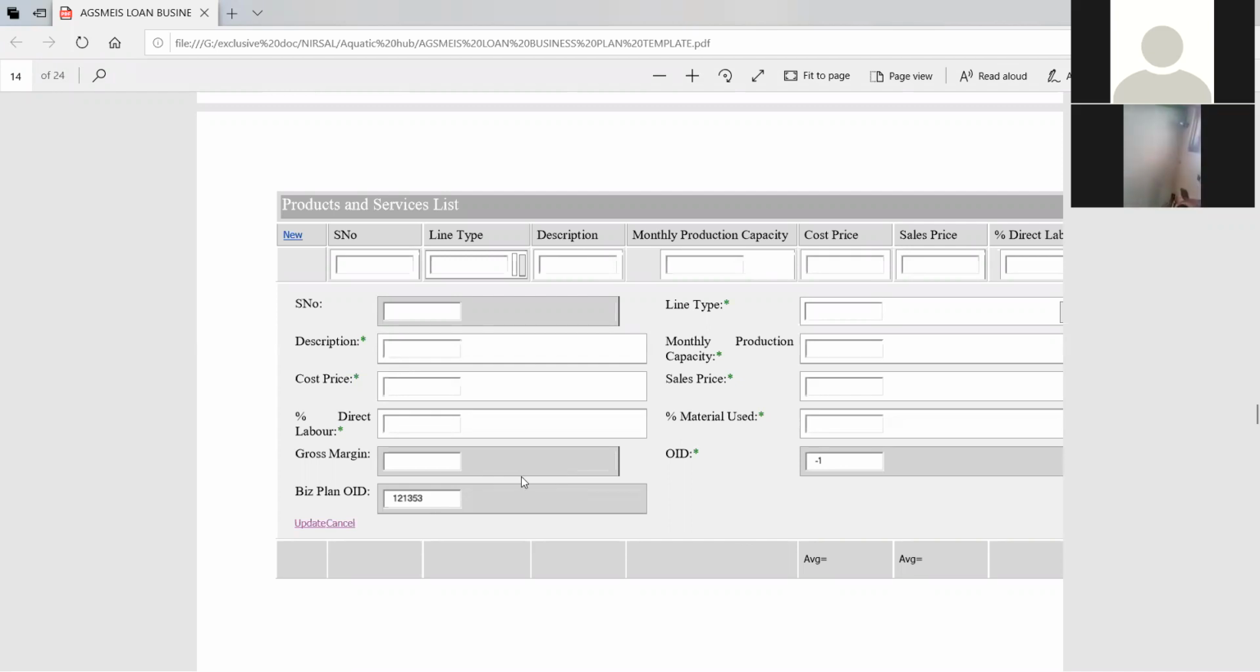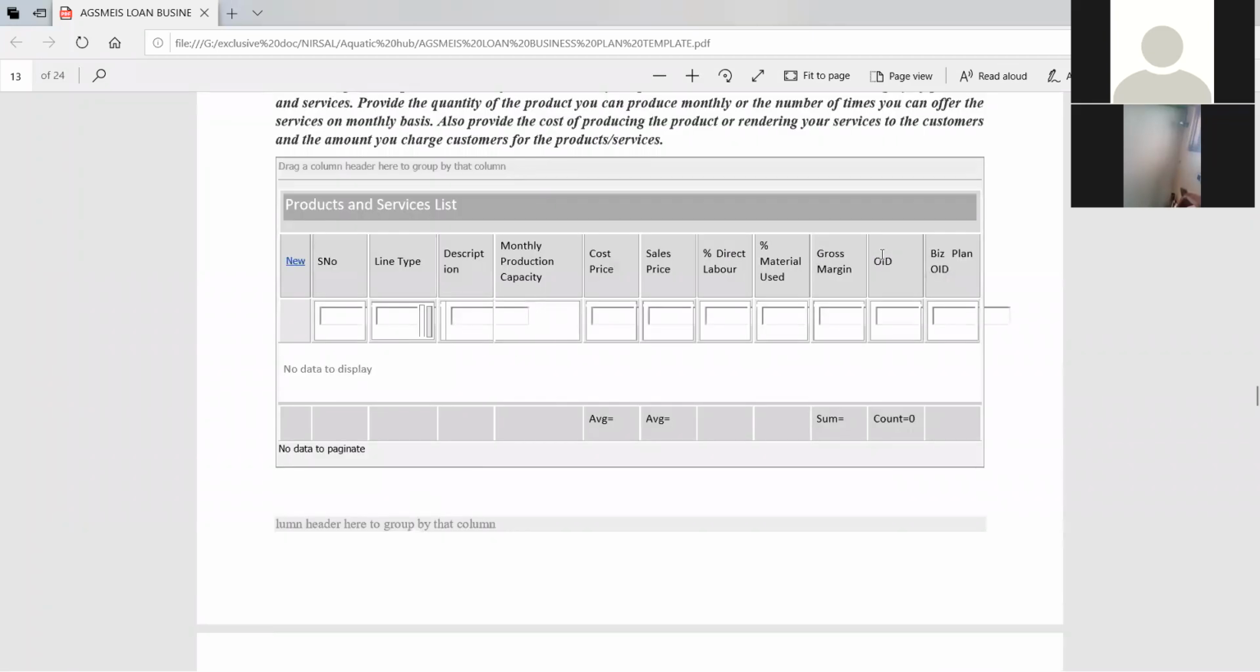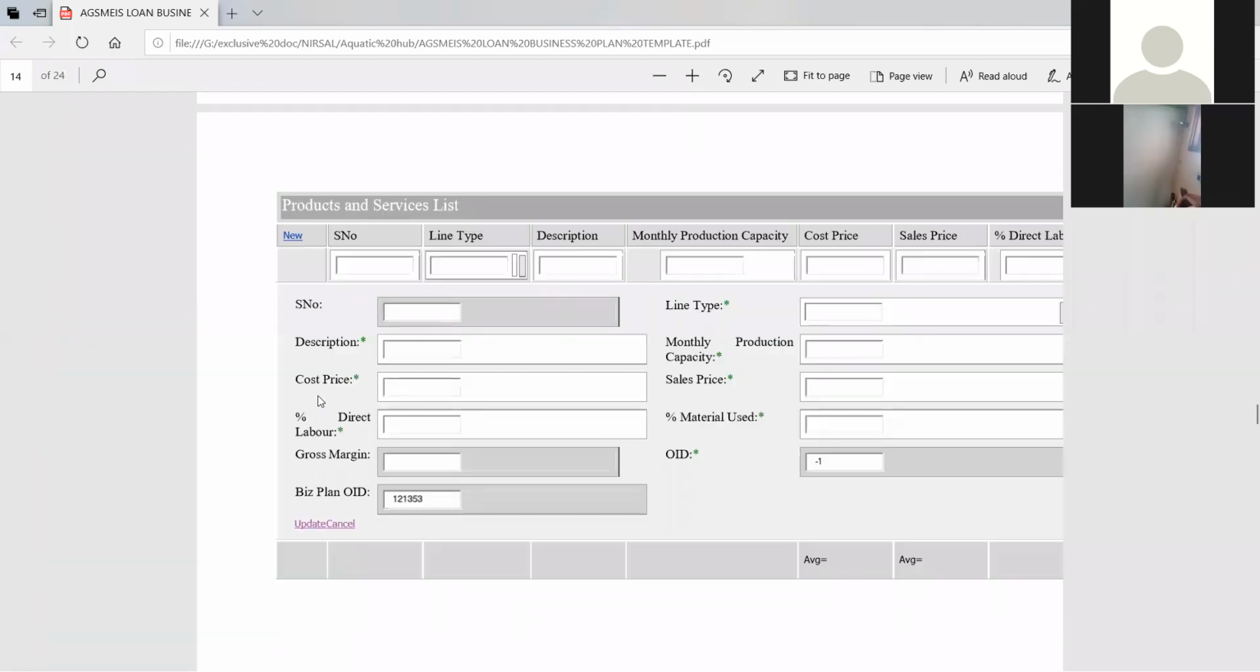If you are producing more than one product, then you click on update. You can say update here. Once you click on update, it will auto update itself. Then it will bring it here. The information will appear here. Then you click on new again. Then the next product, the same thing.